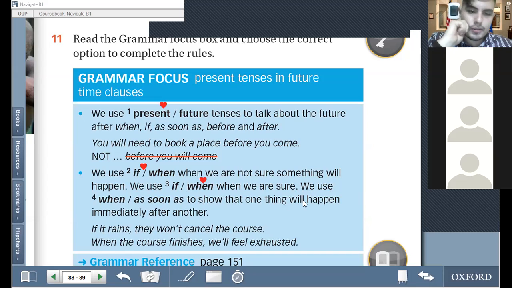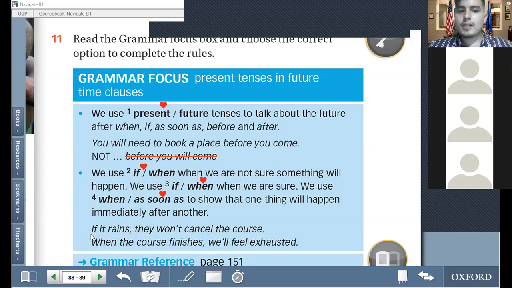Pay attention to the pronunciation of this word. Immediately. Will happen immediately after another. When or as soon as? As soon as. Okay, very good job, ladies and gentlemen. As soon as, remember, to show that one thing is going to precede another one, right? If it rains, they won't cancel the course. When the course finishes, comma, don't forget it. Do you remember yesterday's instructor? When the course finishes, we'll feel exhausted, all right?